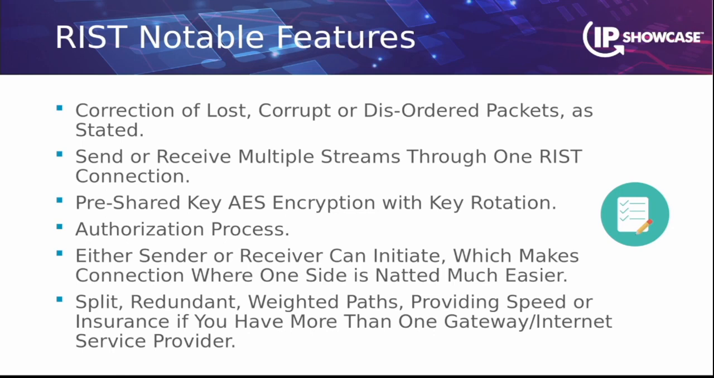Importantly also, you can set it up so that either side, sender or receiver, can first contact the other or initiate the connection. This makes connections where one side is behind a firewall much easier. And when you have multiple internet gateways, you can split the traffic between them. Or if you prefer speed instead of redundancy, you can do bonding and load balance the different links for a higher speed or throughput.